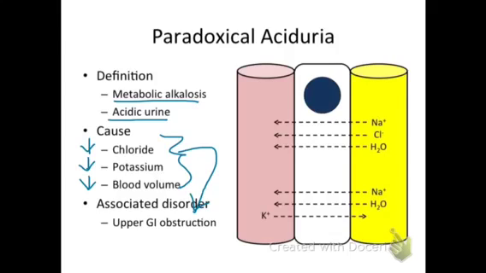The picture on the right shows a blood vessel and a renal tubular epithelial cell, as well as the ultrafiltrate, which will eventually become urine. In the drive to retain water, the tubular cells resorb sodium from the ultrafiltrate and water follows. Chloride also follows sodium to maintain electroneutrality.